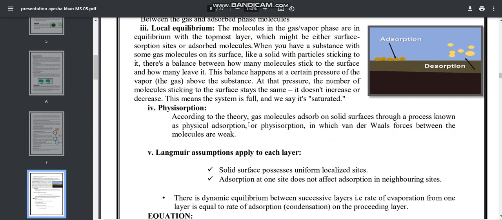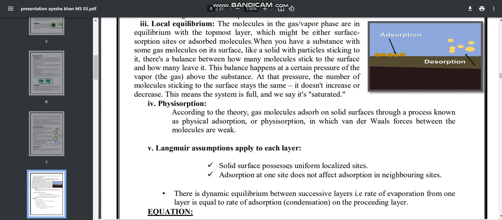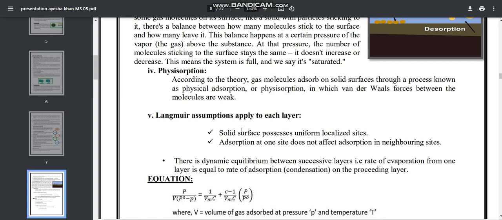The fourth one is physisorption. According to this theory, the gas molecules adsorb on the solid surface through a process known as physical adsorption, because in this, weak van der Waals forces are formed. The next one is that Langmuir assumptions are easily applicable to each layer. These assumptions include that the solid surface possesses uniform localized sites. Adsorption at one site doesn't affect the adsorption of neighboring sites.